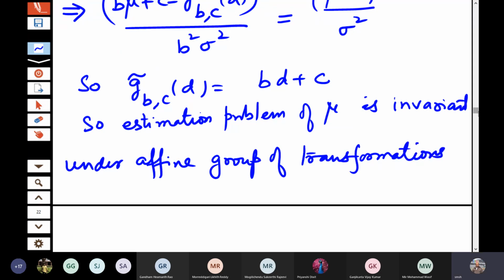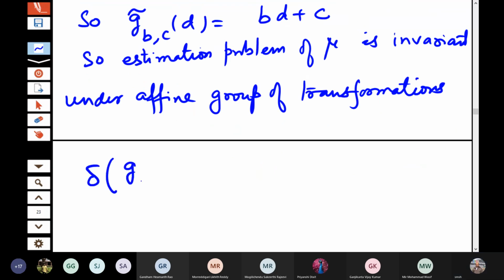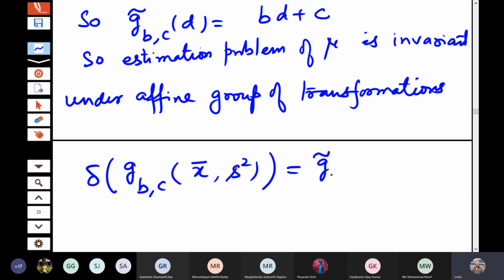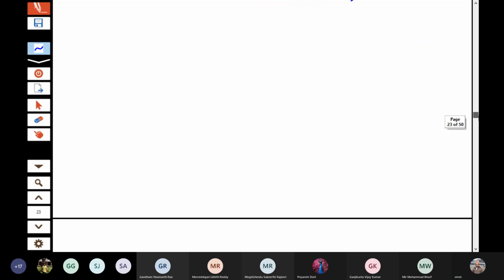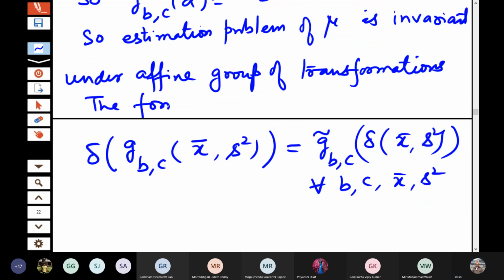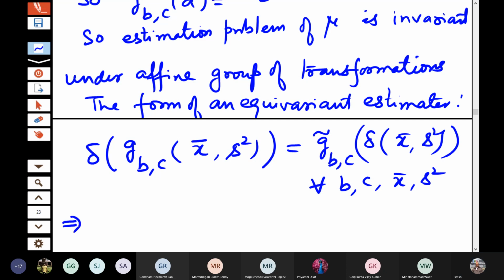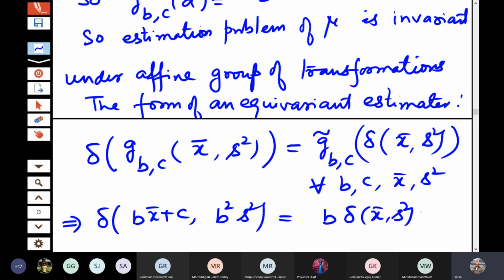So the form of an equivariant estimator, if we want to find out, then we should have delta of GBC applied on x bar, s square, that is equal to G tilde BC delta of x bar, s square for all b, c, x bar, s square, etc. So that is delta of b x bar plus c, b square s square, that is equal to b delta x bar, s square plus c.